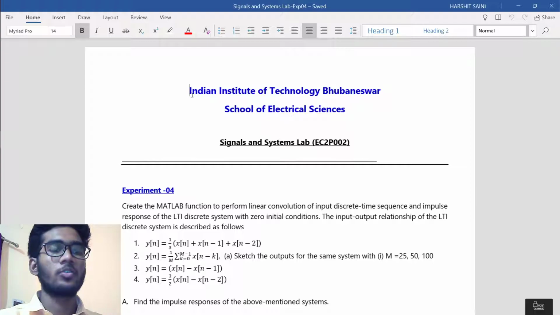So, our aim in this experiment is to perform linear convolution of an input discrete time sequence and the impulse response of an LTI discrete system with zero initial conditions. That is, if the input is 0 for t less than 0, then the output is also 0.